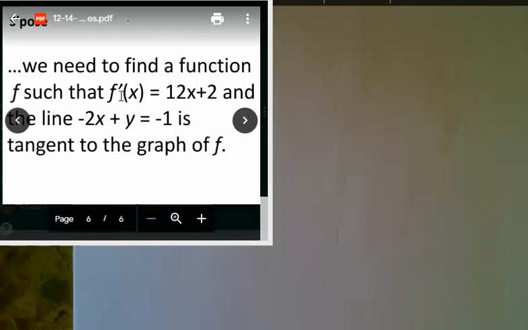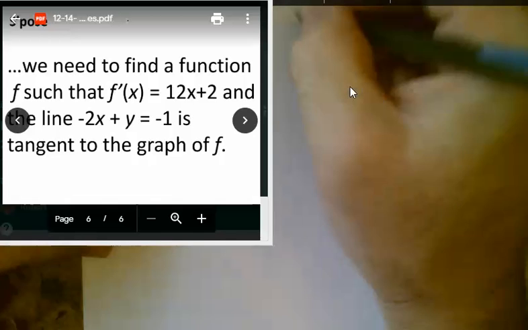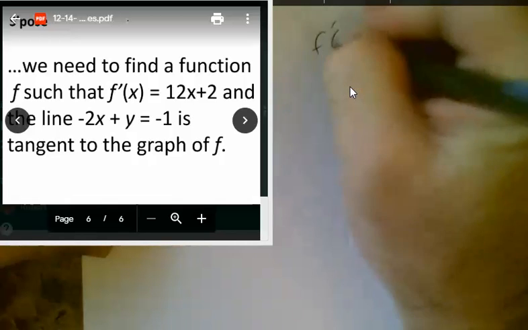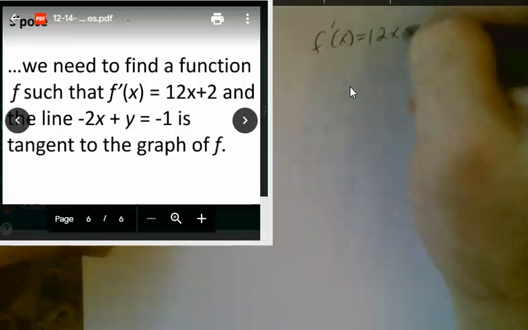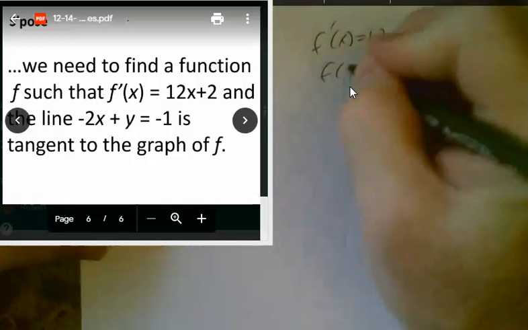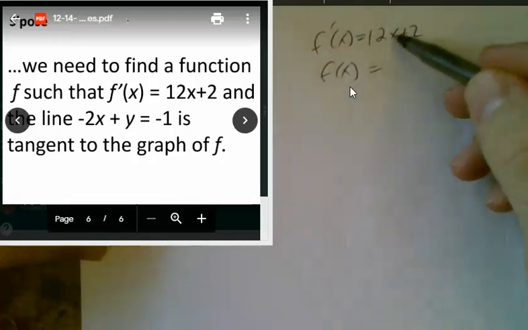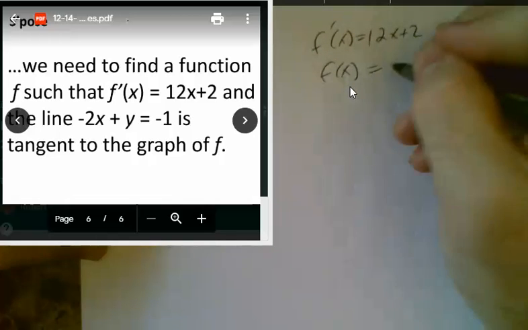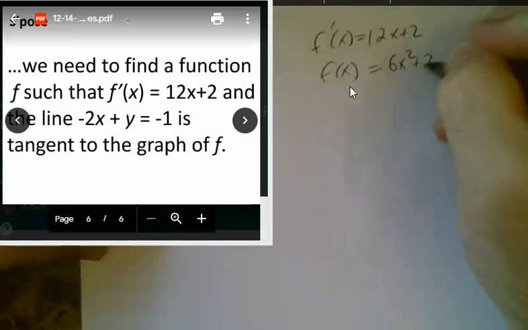Find a function f where this is f prime. So no big deal. I'm sure without even reading the whole problem, you've already started in your heads. You're like, okay, if f prime is 12x plus 2, I'm going to use the new reverse power rule and figure out what f of x is. Great. You even can do the simplifying in your head. X squared over 2, so that becomes 6x squared plus 2x plus c, done deal.